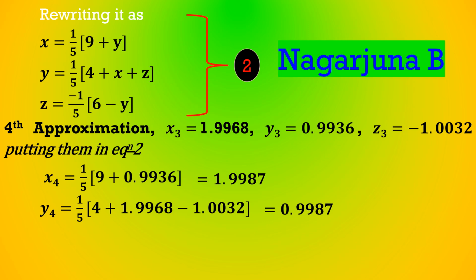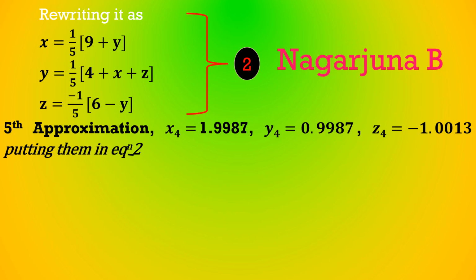0.9987. The next, z4 is equal to minus 1 divided by 5 into 6 minus y, which is 0.9936. In the calculator, open the bracket, 6 minus 0.9936, close the bracket, divided by, open the bracket, small minus sign, after that 5, close the bracket, and the answer you get is minus 1.0013. So these are the values of x, y and z at the fourth approximation. Now we shall move on to the next approximation, that is the fifth approximation.